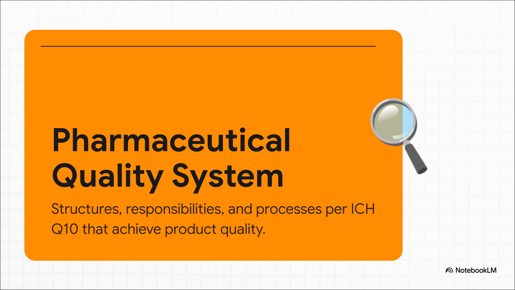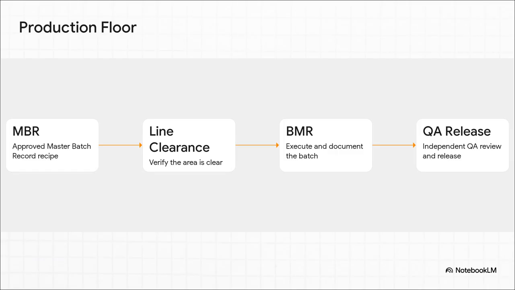Lesson 5 takes you deep into this, showing exactly how a PQS integrates corrective and preventive actions, your CAPAs, along with deviation management and senior management review right into the daily workflow. Think of it as the learning engine of your facility that guarantees continual improvement instead of just stagnation. And Lesson 6 brilliantly translates this system directly to the production floor.